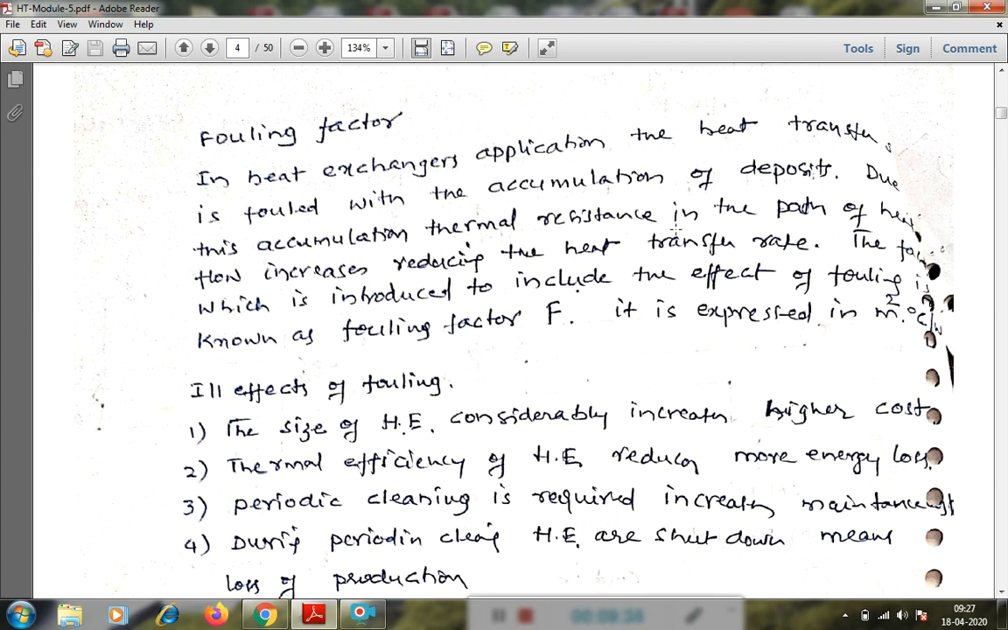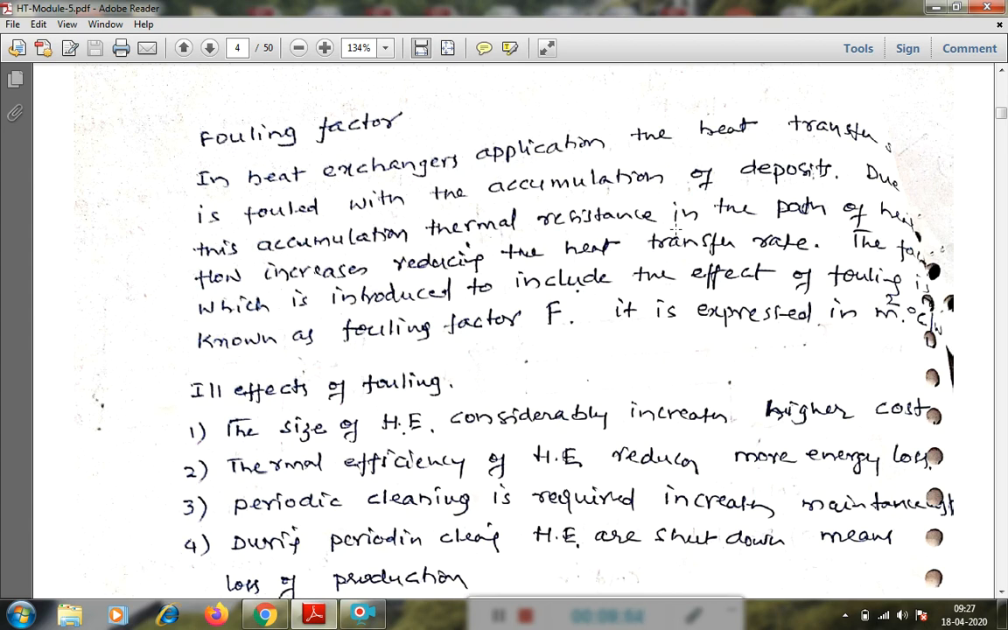And for that fouling, while designing the heat transfer equipment or a heat exchanger, we have to consider that factor also. Then the heat exchanger is to be designed, and that's why the fouling factor is also considered for the analysis of the heat exchanger.